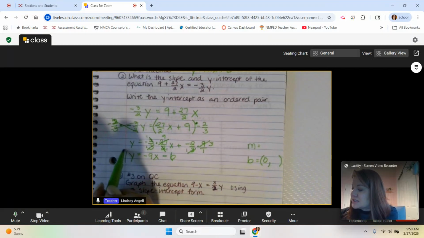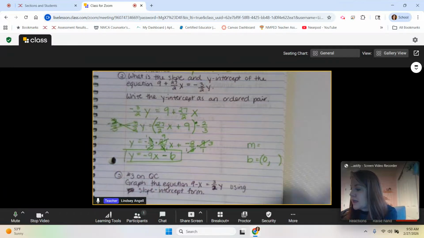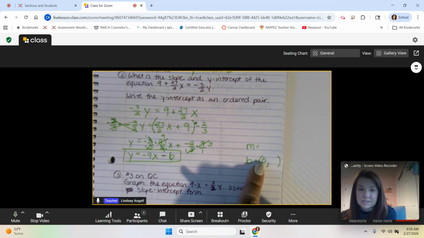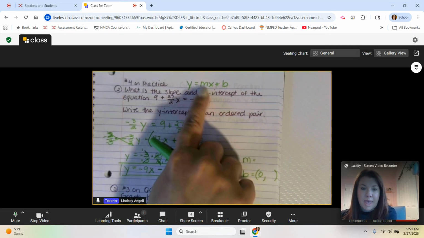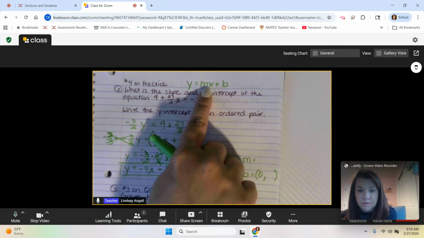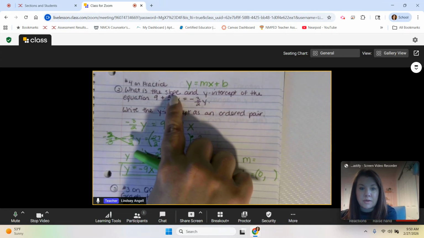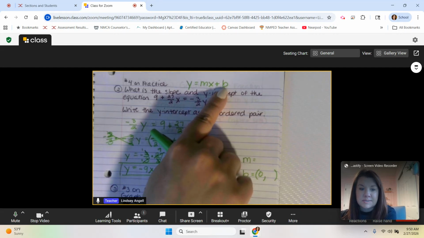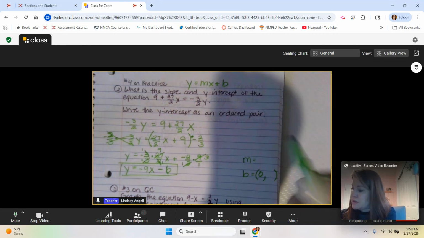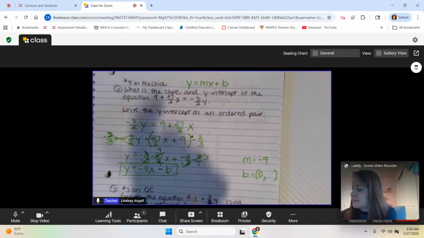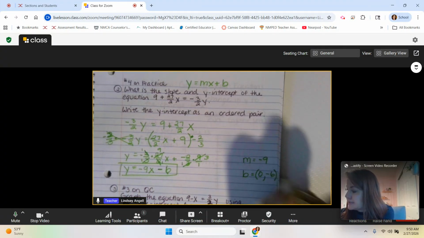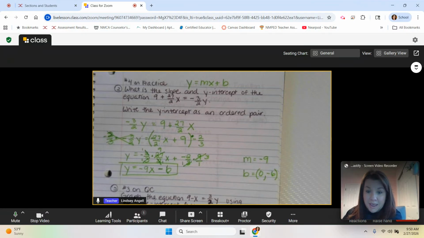So this is our equation, and this is what I'm going to be basing these answers off of. If we look at slope-intercept form, remember m stands for your slope. That was one of the things that we're looking for. And the y-intercept is b. So our slope is -9, and our y-intercept is -6. So the ordered pair would be 0, -6.